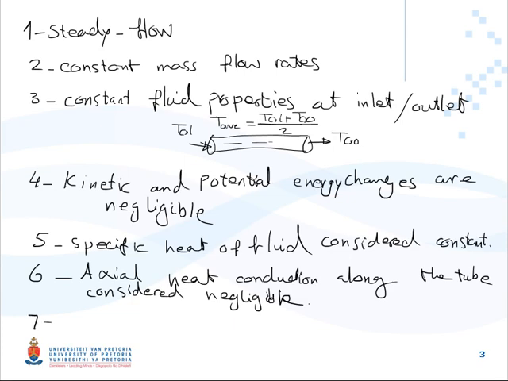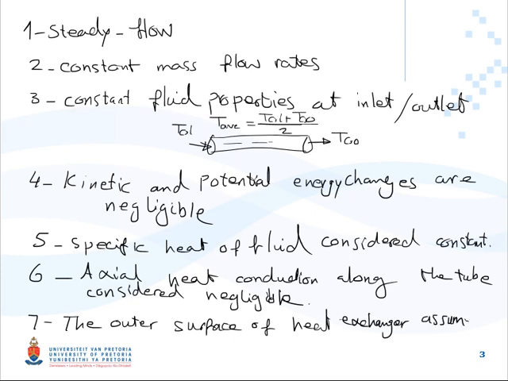And the last assumption is that the outer surface of the heat exchanger is assumed to be perfectly insulated. Okay, now we have these 7 assumptions.